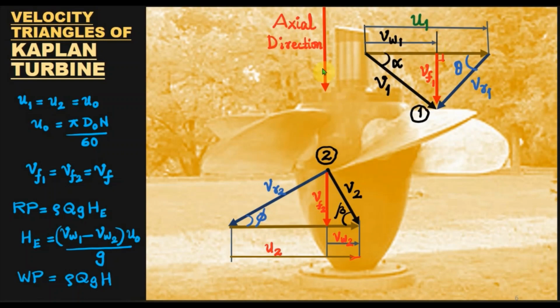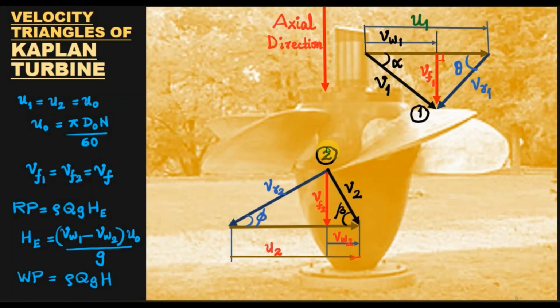So the rotational speed of the runner is indicated by N, RPM, which is anti-clockwise while looking from the top. Here the axial direction is vertically downward. So now consider the points 1 and 2. If you draw two circles representing the runner at the point 1 and at the point 2, an important thing to note is that the diameter will be the same.